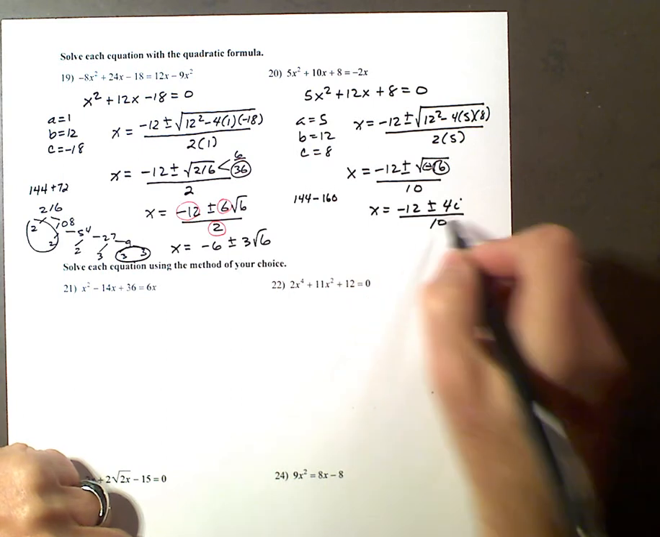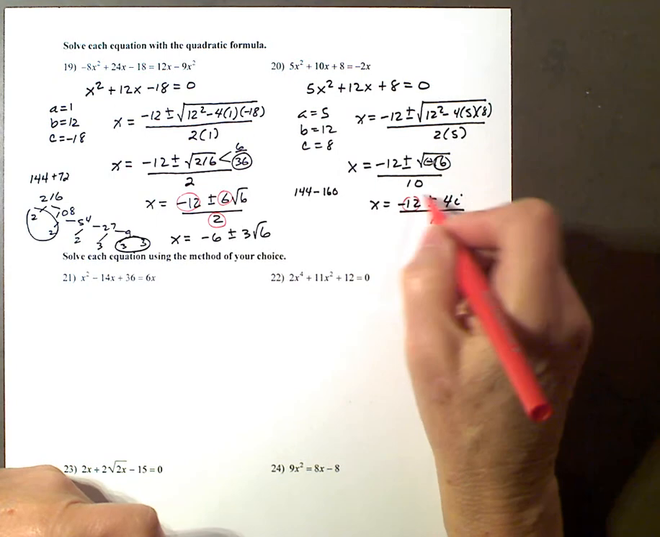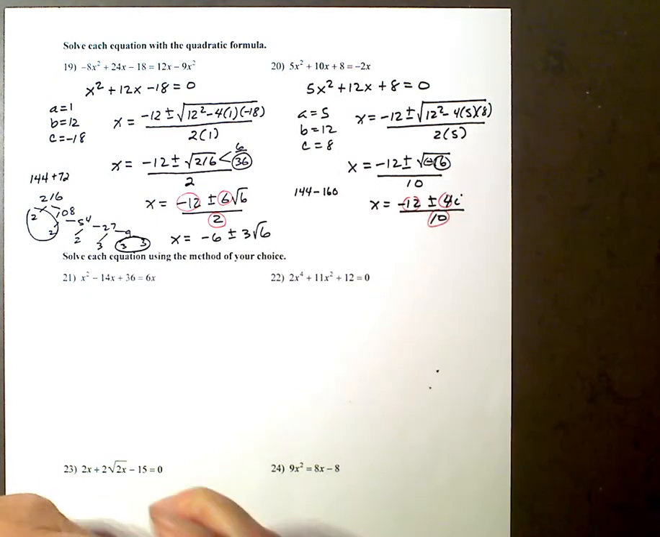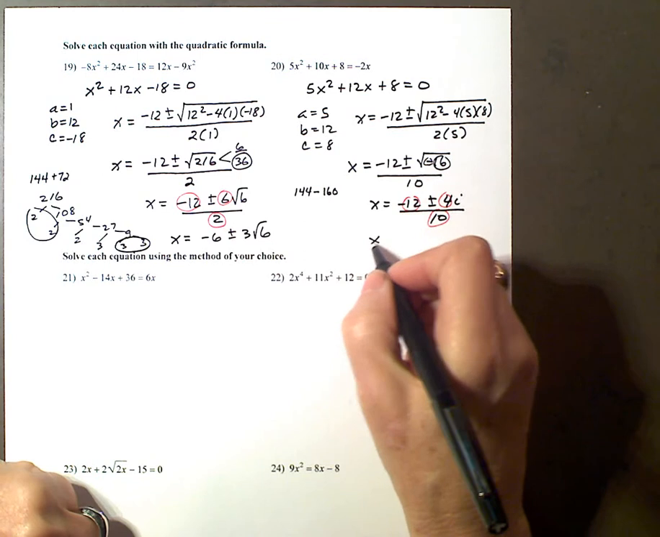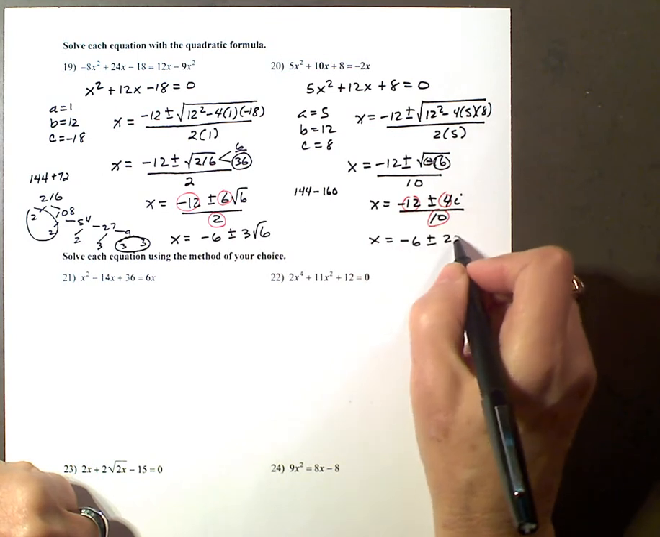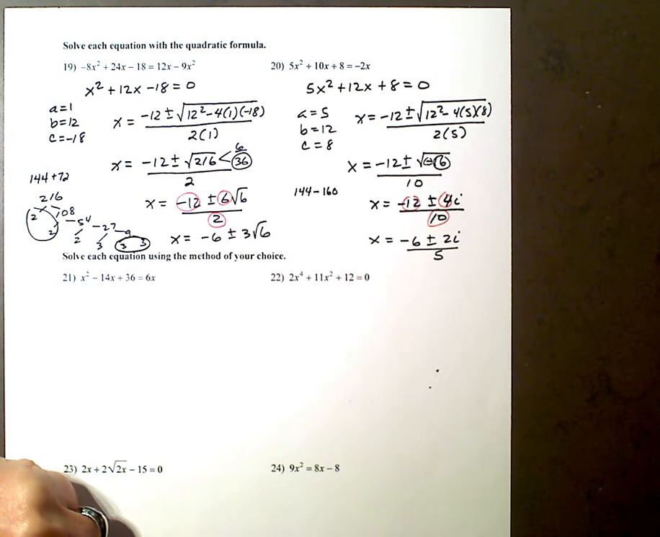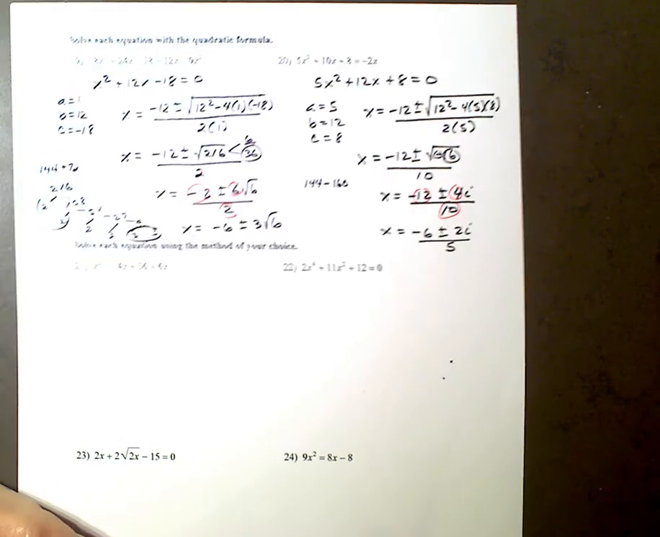My common factor of 2 is in the triangle here. So I'm going to factor out that 2 to get x is equal to negative 6 plus or minus 2i all over 5. So negative 6 plus 2i over 5 or negative 6 minus 2i over 5.